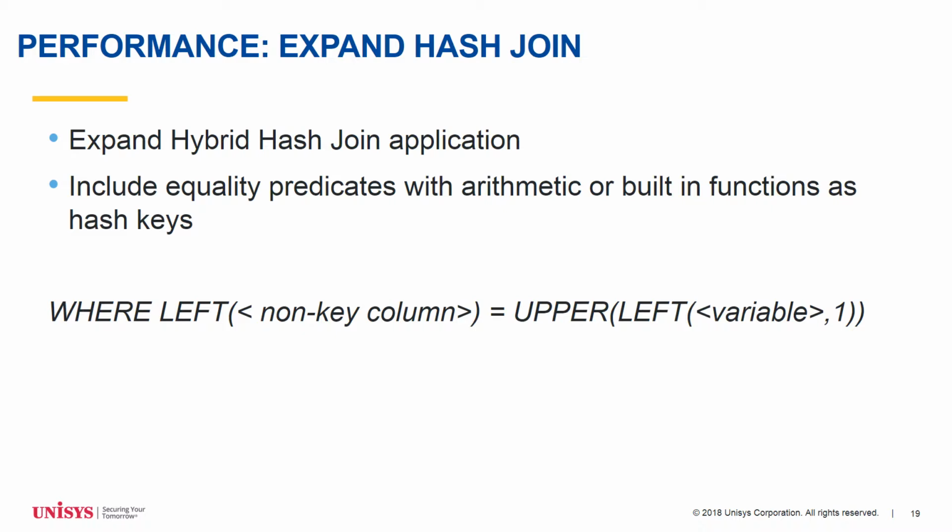The hybrid hash join method is currently not used when one or both sides of the equality predicate contain arithmetic or built-in functions. This feature expands the cases where the hybrid hash join can be used. Hybrid hash join historically performs magnitudes faster than nested loop join. This performance feature is most beneficial when the searched tables contain tens of millions of records.